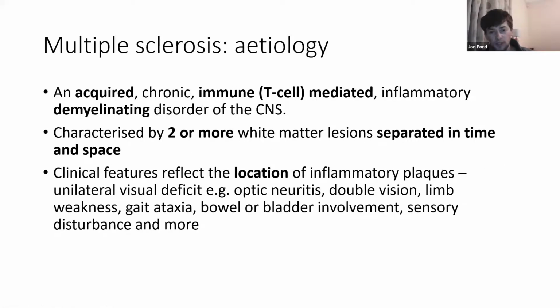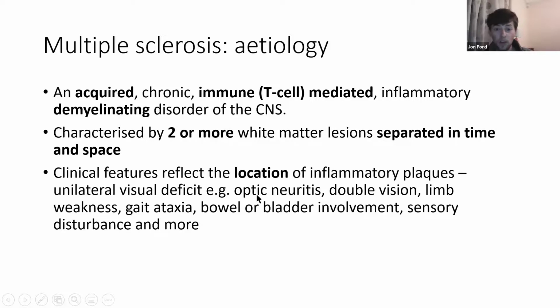So again, what's involved, useful to remember, an acquired chronic immune mediated inflammatory demyelinating disorder of the CNS. It's characterized by having 2 or more white matter lesions separated in time and space. That concept of time and space is quite important in MS, because you can't really do it with just one episode with no other evidence of anything else.